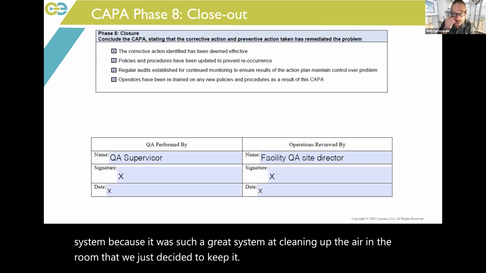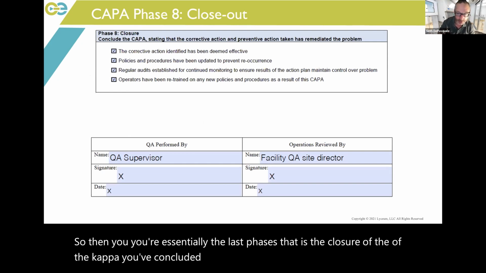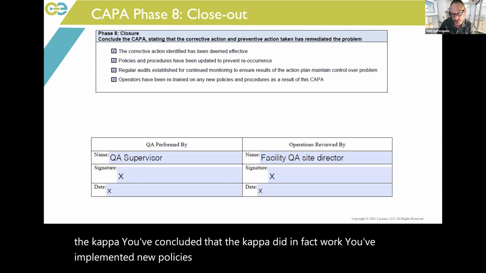So then the last phase is the closure of the CAPA. You've concluded that the CAPA did in fact work. You've implemented new policies and procedures, and you are then signing off on it.